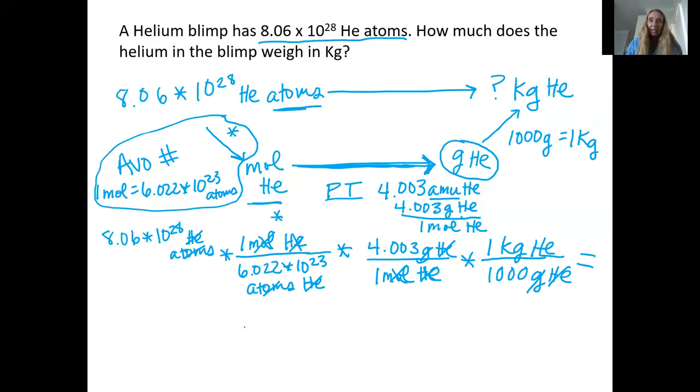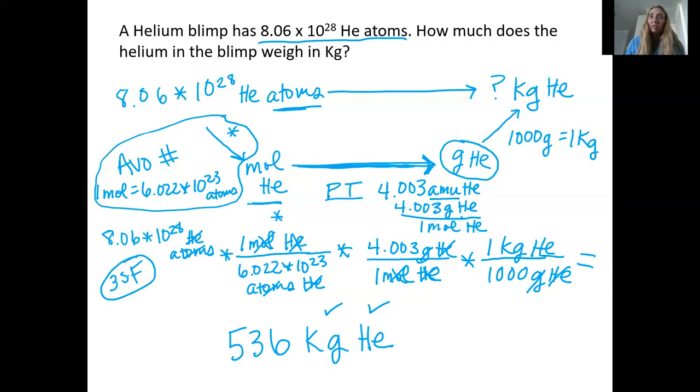So the answer I get is 536 kilograms of helium. Okay, so I've got my unit, kilograms, I've got my label, helium. The last thing I want to check is number of significant figures. So in my initial measurement, I have 3 significant figures. And here I've got 4, but it's kind of a definition, so I'm not going to worry about it. Here, this is from the periodic table. There's 4. Again, it's a bigger number, so I'm not going to worry about it. This is a definition, so I'm not going to worry about it for significant figures. So my answer should have 3 significant figures.